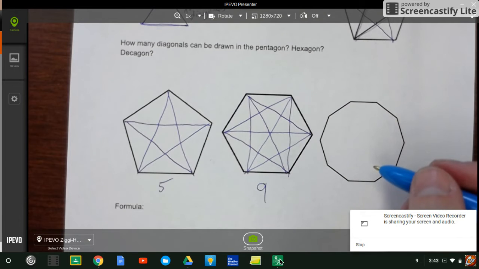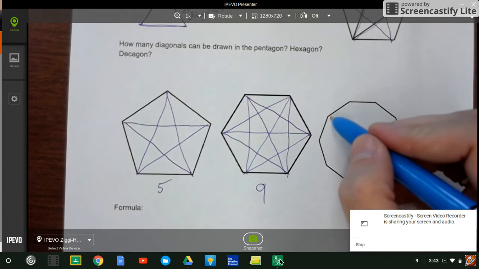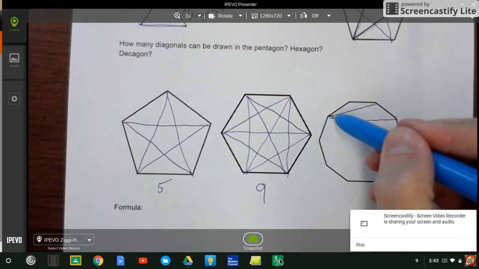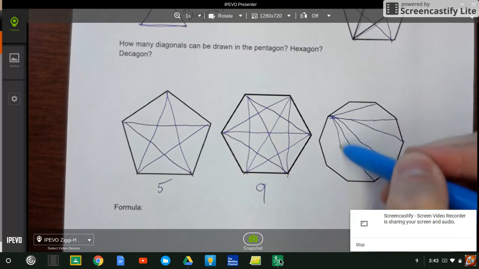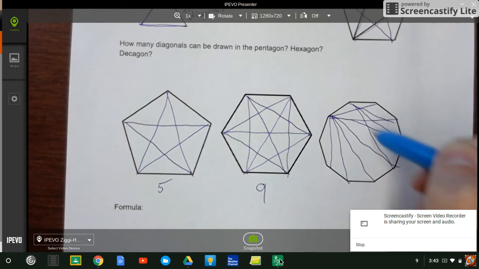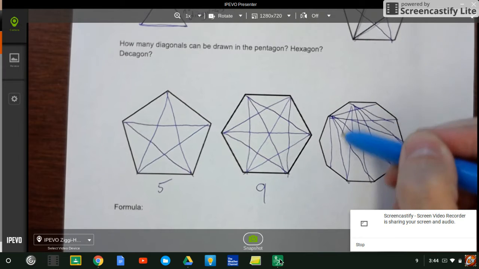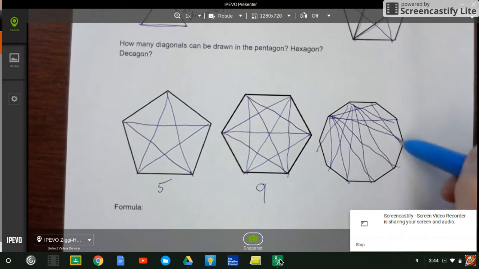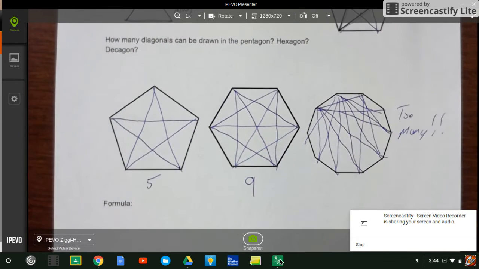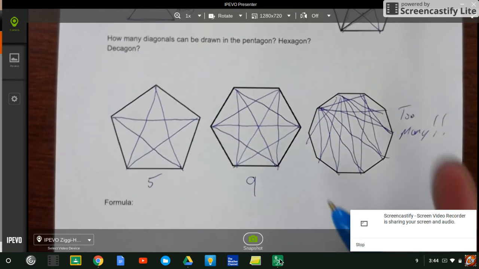10 sides. Looking for a pattern. So let's start here. 1, 2, 3, 4, 5, 6, 7. That's all those. Now I'll go 1, 7, 8, 9, 10, 11, 12, 13, 14, 15, 16, 17. Oh my God, this is too many. Somebody stop me. What we need is a formula.